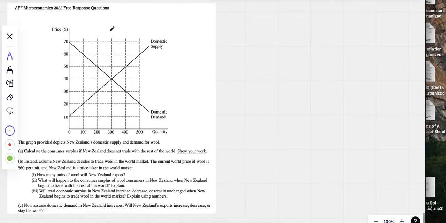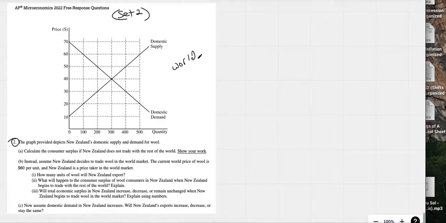2022 micro, set two, number two. All right, it's been a long time coming, but finally we had what we call a world price FRQ that showed us exporting something. Let's see if we can make sense of this. Calculate the consumer surplus if New Zealand does not trade with the rest of the world.